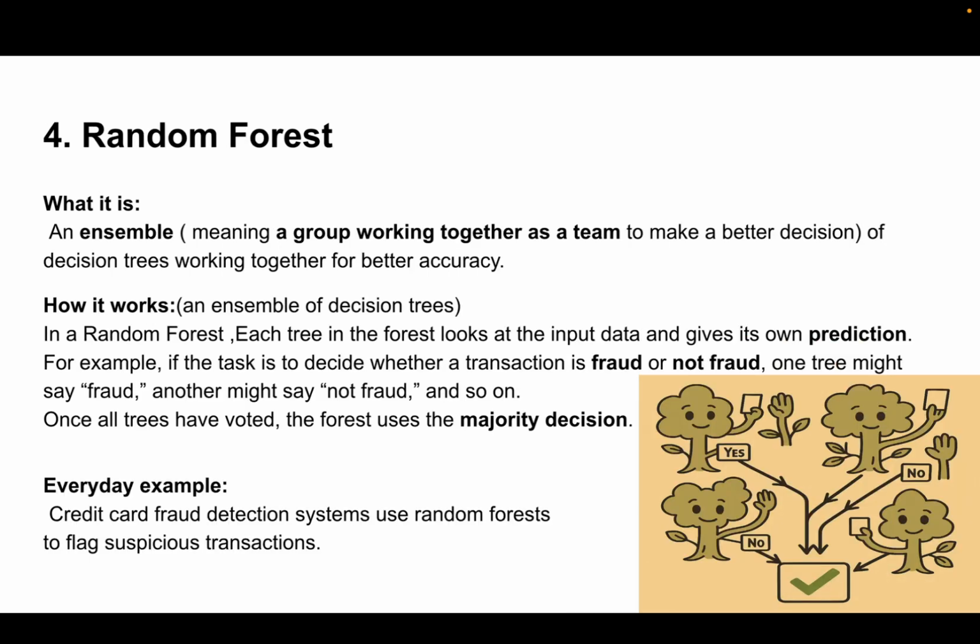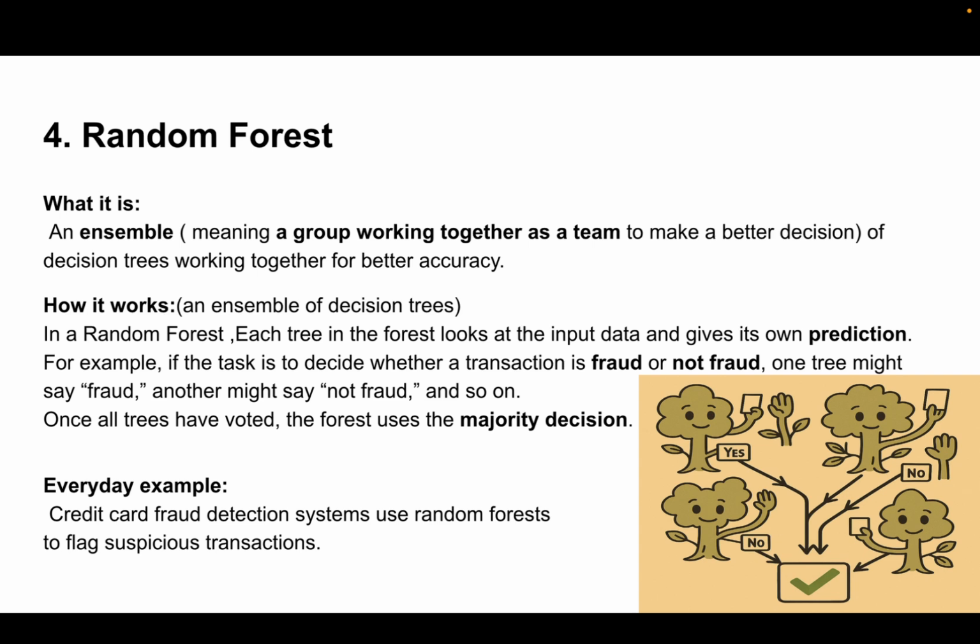Now we have random forest. What is it? Random forest, it is an ensemble. So ensemble means a group working together as a team to make better decisions. So a random forest is an ensemble of decision trees working together for better accuracy. Now, how does it work?